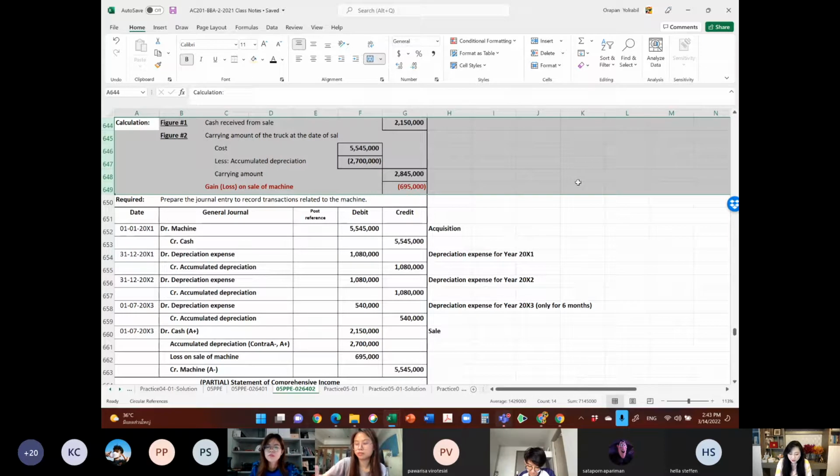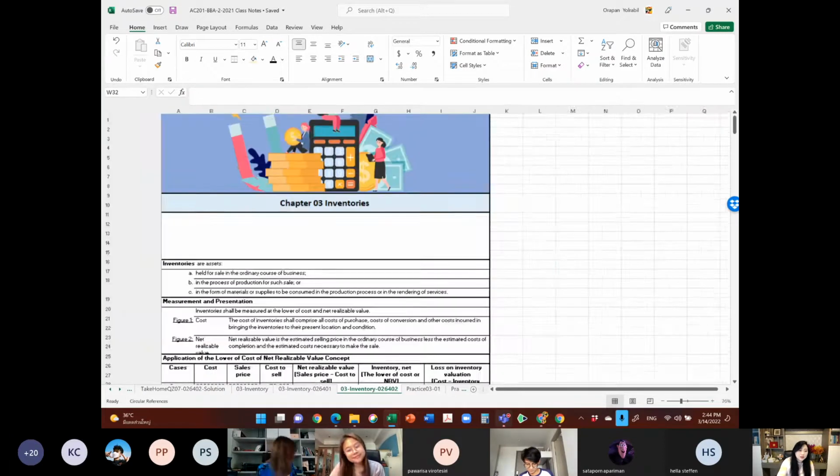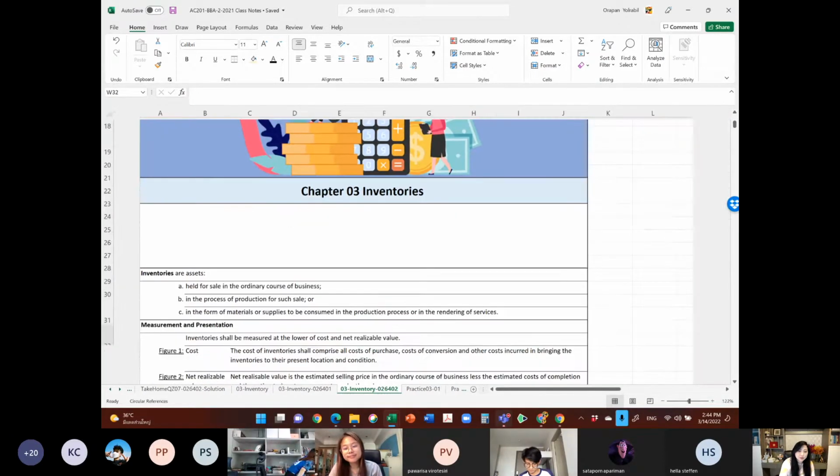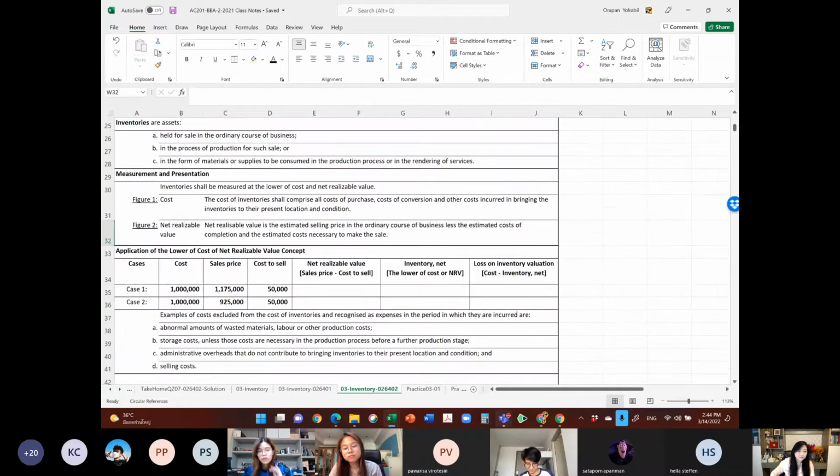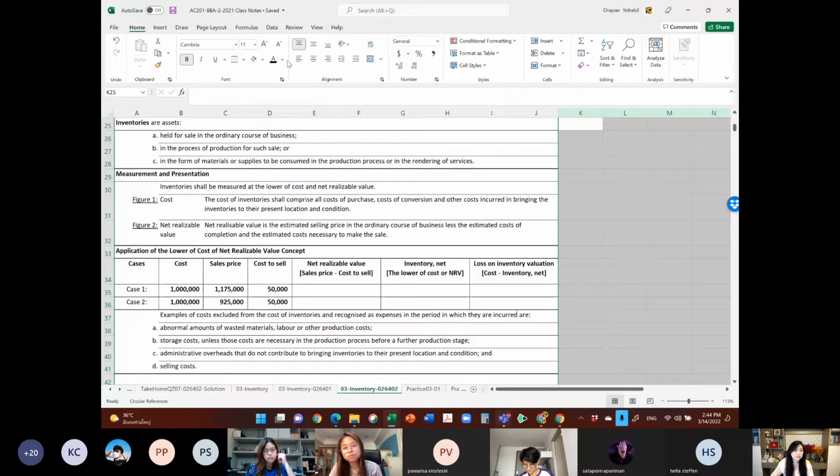Okay, if not, then I'll move along นะคะ to the next chapter, which is chapter 3. Next would be chapter 3 on the inventory. So what are the things that you need to know about the inventory? Everyone please go to chapter 3 and then we will talk about this chapter 3 together. Chapter 3 นะคะ, go back to chapter 3.